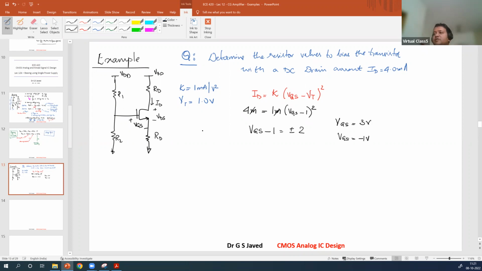So which is the more feasible value? 3 volt is going to be the more feasible value. Now let us apply 3 volt. If you need to get VGS as 3 volt, then what is the source value here?